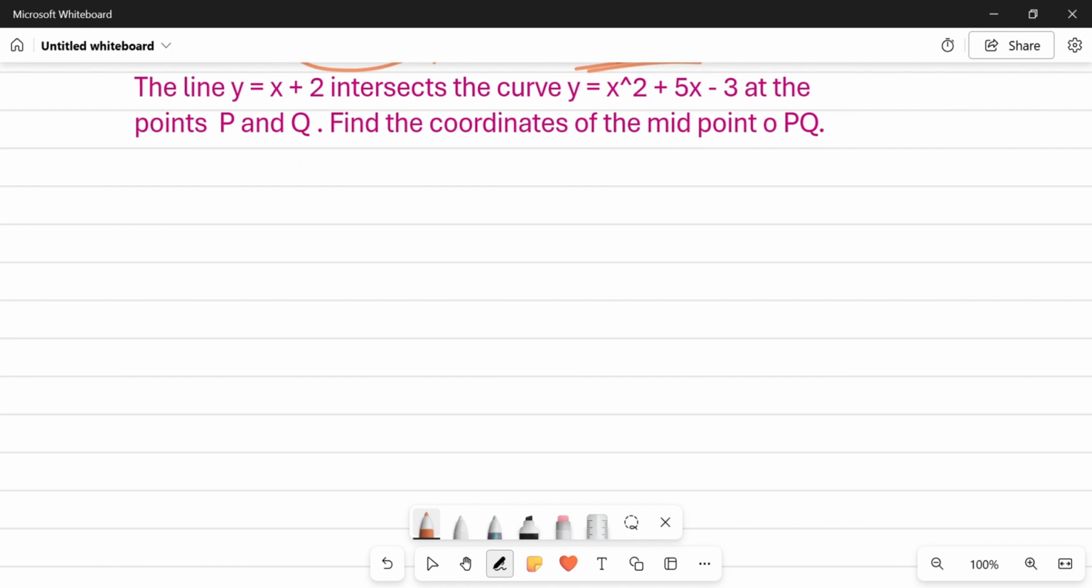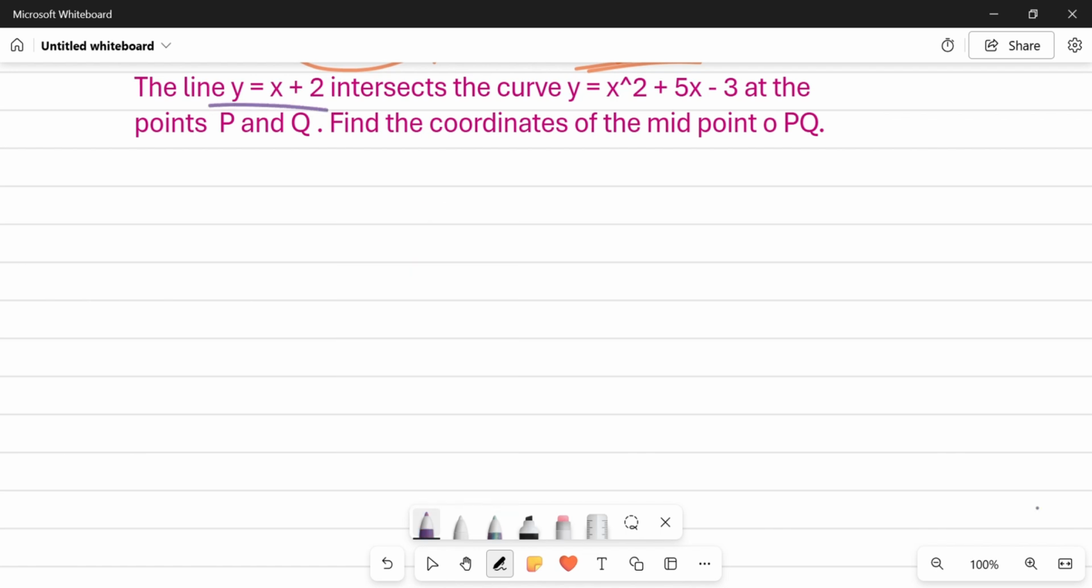The next question: the line y equals x plus 2 intersects the curve y equals x to the power 2 plus 5x minus 3 at the points P and Q. Okay, now the y value is given to you, which is x plus 2.